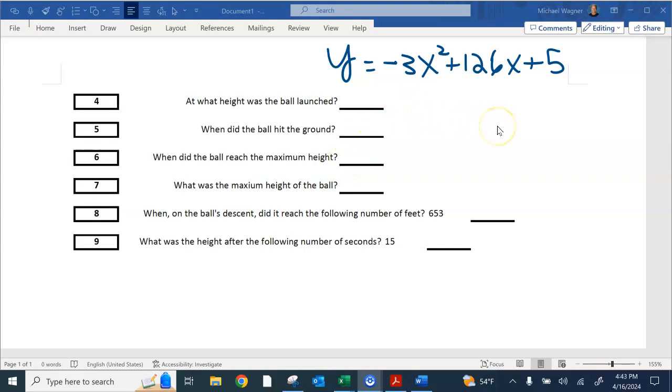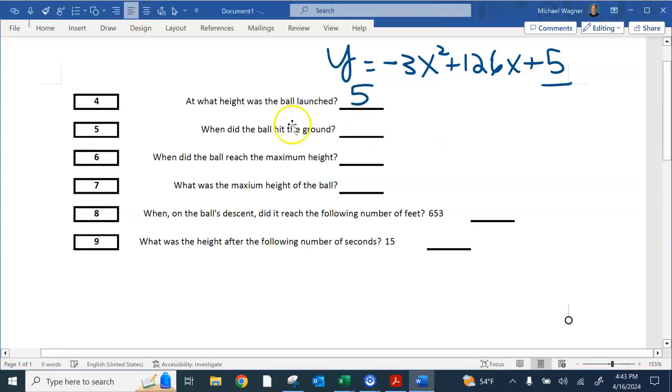Okay, if you just got done watching videos 1 through 4, or a video that showed you how to do questions 1 through 4, and by the way, we know that since the y-intercept is 5, that is going to be the launch height of the ball. Then we're now going to go ahead and do the rest of the questions.